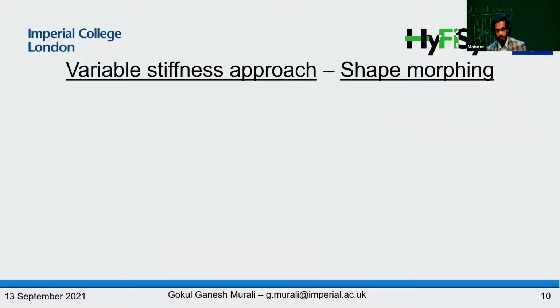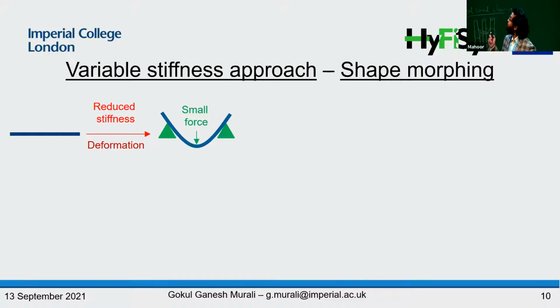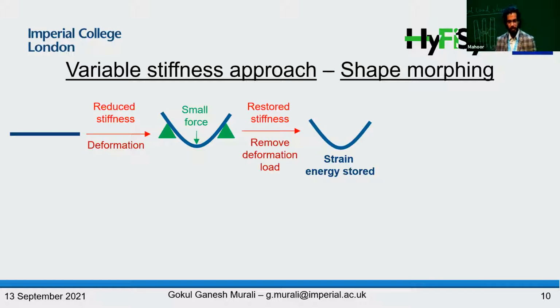So how does a variable stiffness composite undergo shape morphing? Let's take a flat composite. When we reduce the stiffness of the composite and deform it, it will deform to a large extent. But when we restore the stiffness and then remove the deformation forces, because the composite is now in a high stiffness state, its shape will be retained. All the strain will be stored inside as energy, and when we release the energy, its shape will be recovered.